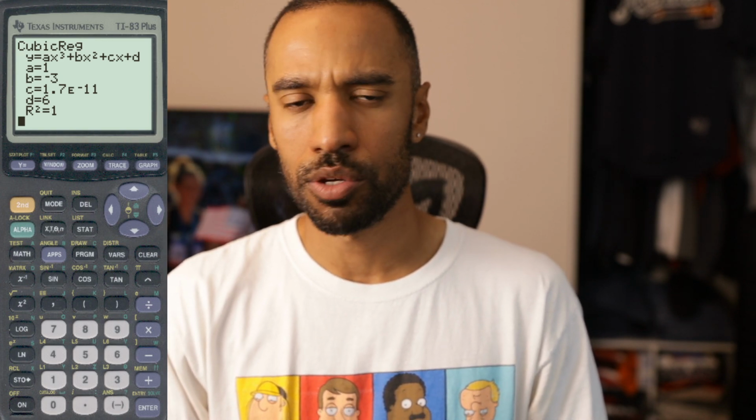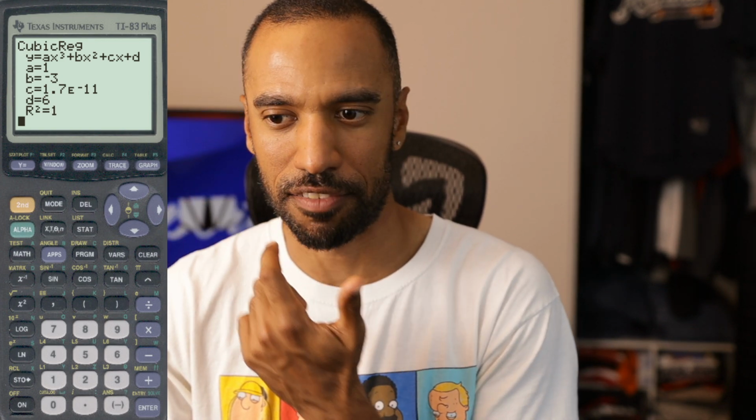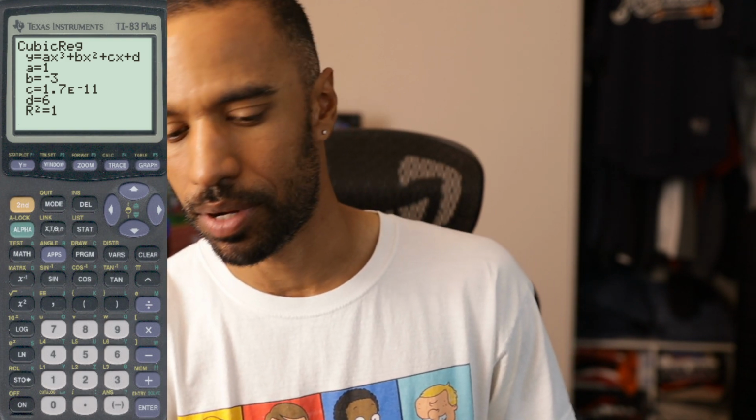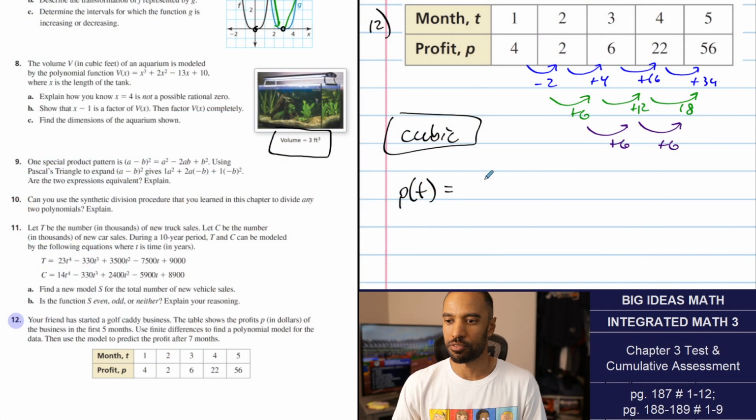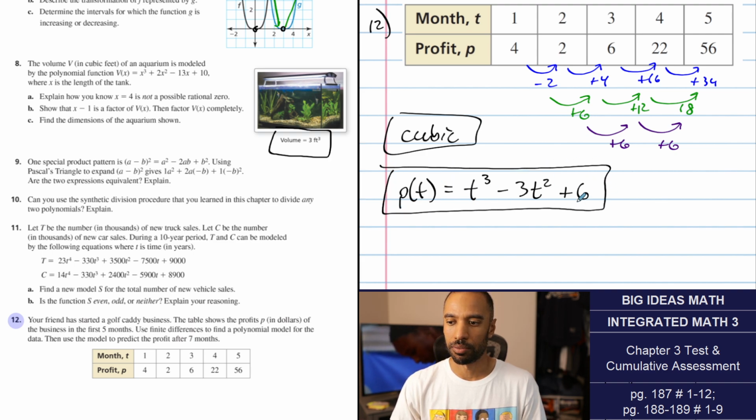Now that C value, that looks like scientific notation. It's not 1.7. It's 1.7 times 10 to the negative 11th power. I don't know what it's doing there, but that's basically 0. So there's no C term. As far as what we're going to write here, this is a P of T equation. Our A is 1, B is negative 3, C is 0, D is 6. So I'm going to be writing here P of T equals 1T to the third power minus 3T to the second power plus 0T plus 6. So there is our model for this guy.